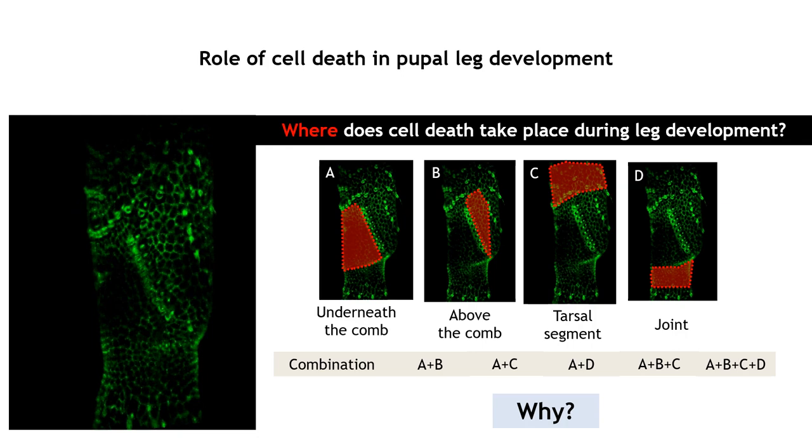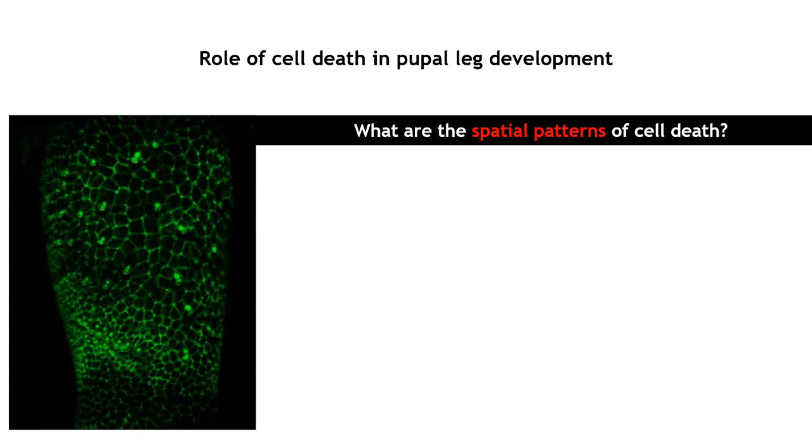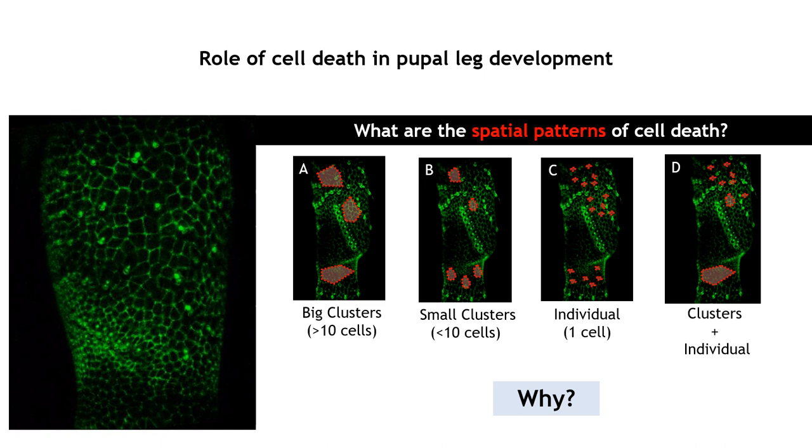Okay, so a question for you. What are the patterns of cell death? Do you find that there are big clusters, small clusters, that they die as individual cells, or that there is a combination of both?